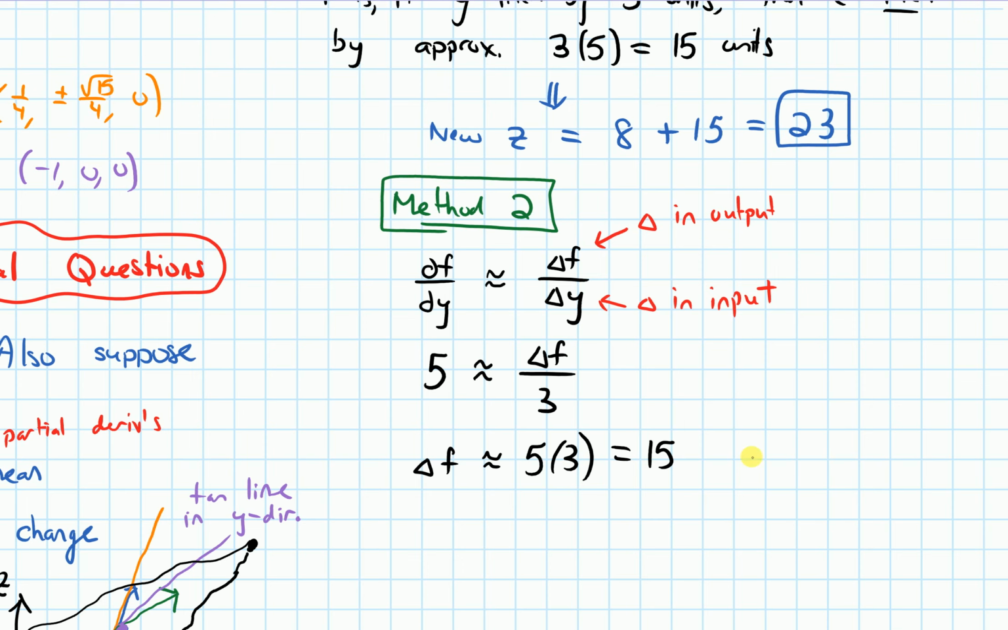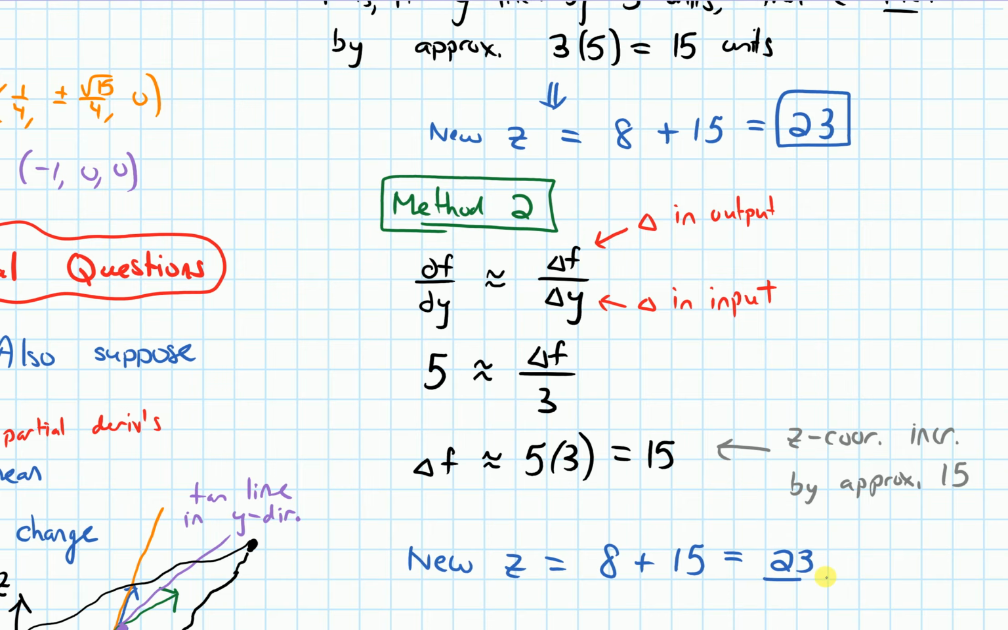So this value tells us that the z coordinate increases, because this is a positive number, by approximately 15. If it was a negative value, our z coordinate would be decreasing by approximately whatever the value was. Okay, so we could write down our new z value as we did above. We take our old z value, which is 8, and add how much it's changing. It's increasing by 15, and that gives me 23. And that's our answer.